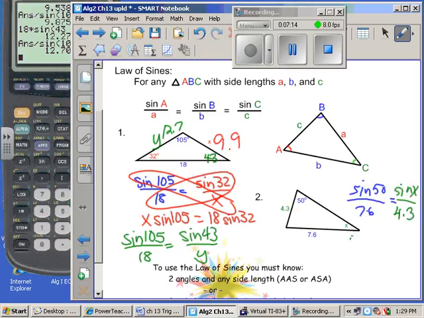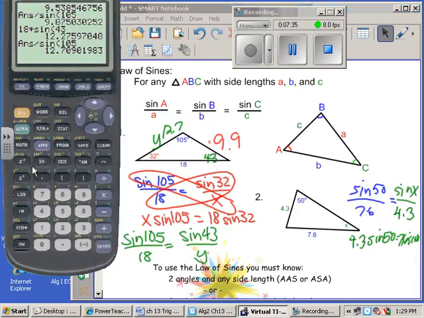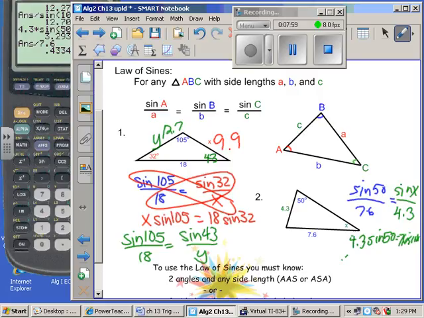Okay, cross multiply and I get 4.3 times sine of 50 equals 7.6 times the sine of x. Okay, so I'm trying to solve for the sine of x, so I'm going to do the same thing. I'm going to do 4.3 times the sine of 50. Okay, that's one side. Now, if I'm trying to solve for the sine of x, what am I going to divide by? 7.6. So I'm going to divide that by 7.6. Okay, and that gives me 0.4334.